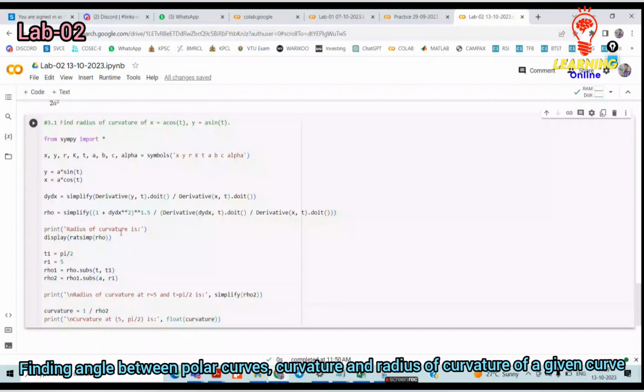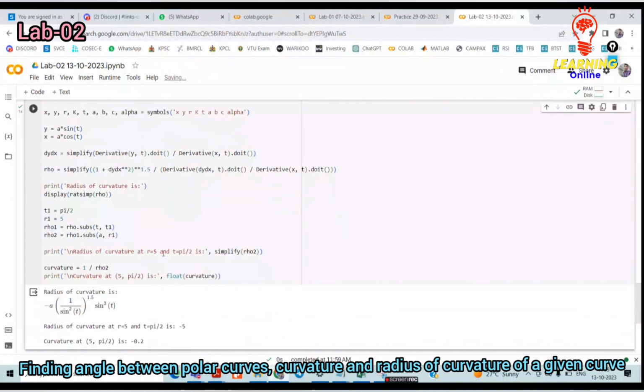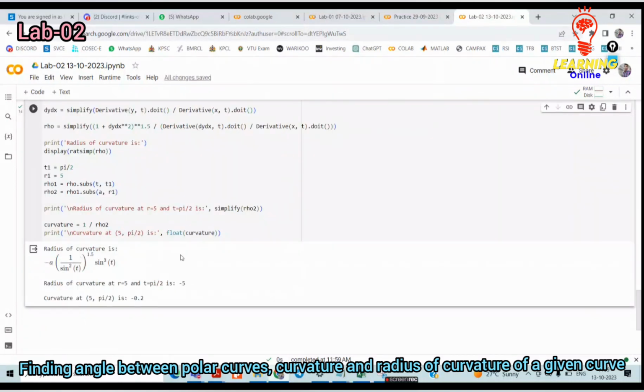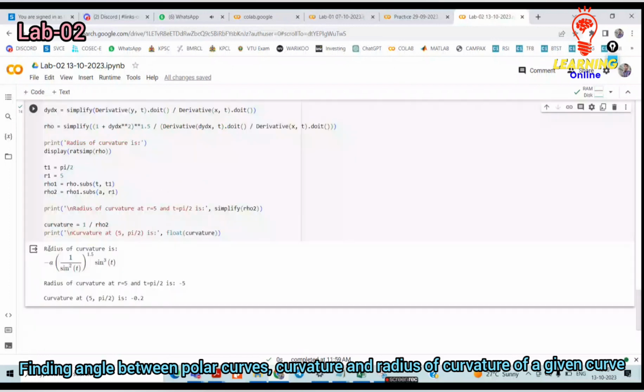Once you type this code, proceed to run the cell or press Ctrl+Enter. Then you will get the output. This is your radius of the curvature for this expression, where x is equal to a cos t, y is equal to a sin t. The solution is a times (1 minus 1 divided by sin squared t) raised to 1.5, and sin cubed t.